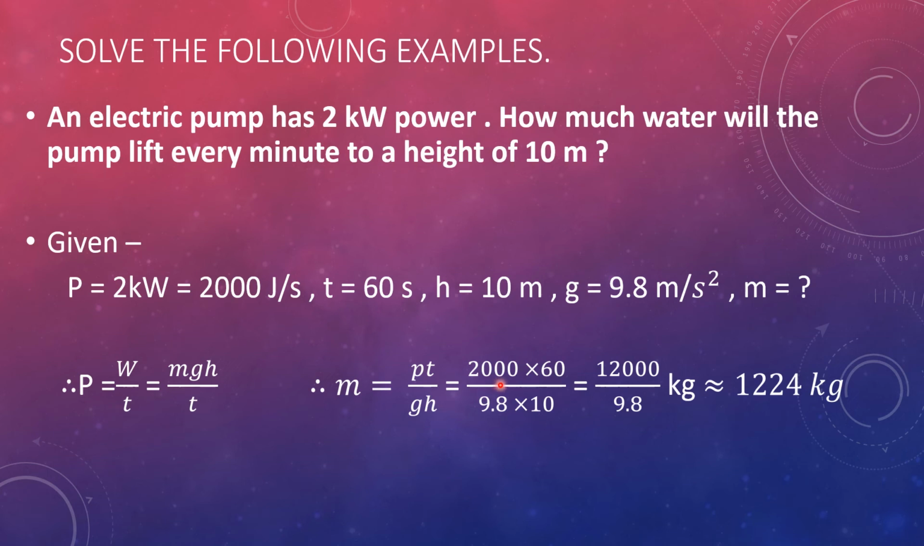Now replace the values of P, T, g and h here. Then calculate this. We get 12,000 upon 9.8 kg. This value is approximately equal to 1224 kg. And thus for every minute, 1224 kilogram of water is lifted to the height of 10 meter. This is the answer.